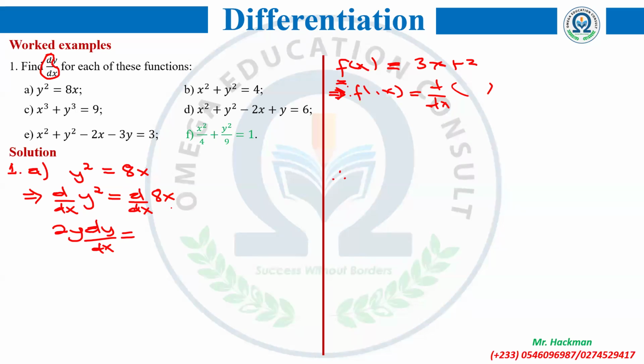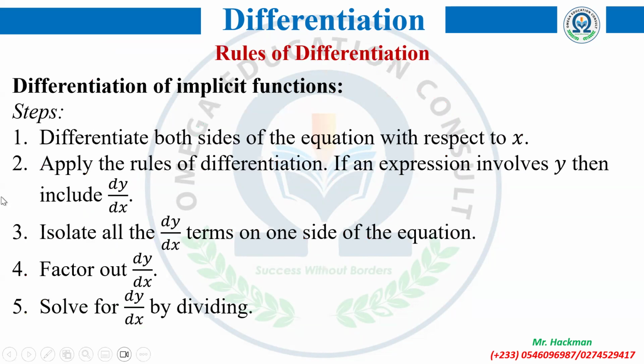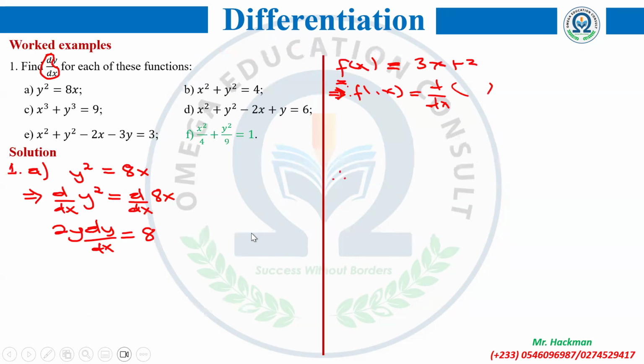8. Okay, all right. So we have differentiated. And remember, the next step after you apply the rules in the expression involving y, we have attached dy/dx to the term. Then we are supposed to isolate the dy/dx terms. But how many dy/dx terms do you see here? One. So it is already isolated. Can you see that?